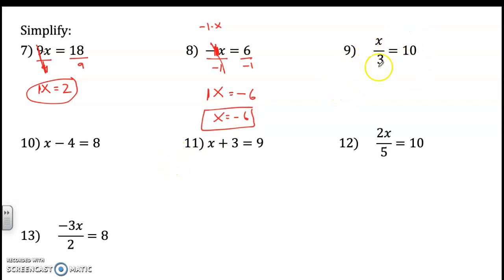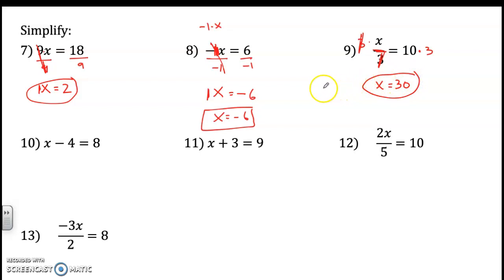Here, what's going on? What's happening between the 3 and the x? The 3 is on the denominator. That means this is dividing. The opposite of division is multiplying. So that means I gotta multiply the x times 3. If I do it on one side, I do it on the other side. Okay, the 3 on the top and the 3 on the bottom, 3 divided by 3 is 1. It will cancel out. Bring down the x, and my other side is 10 times 3, which is 30.